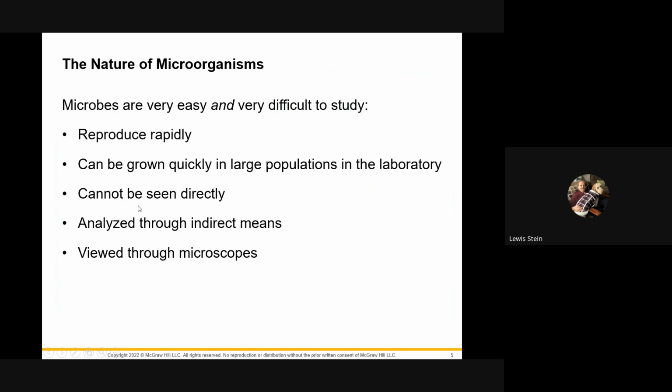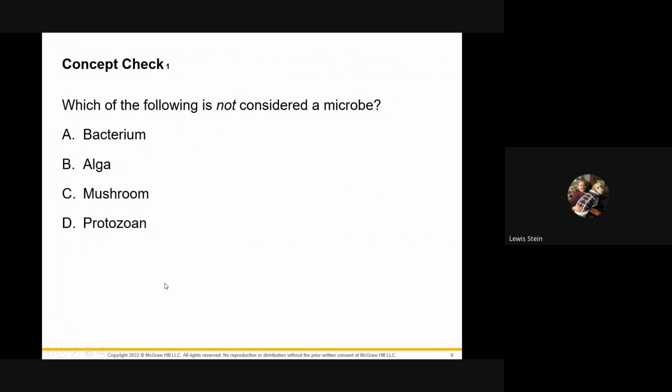We can't see them, so we have to use microscopy to be able to see them. So we have to analyze them indirectly. And again, this is more lab than it is lecture. We look at what they do. Do they ferment certain sugars? And when you ferment something, typically you take a sugar and you make it into something acidic. Okay? And then you use indicator dyes to be able to see it. And we'll talk a little bit about microscopes, though again, you'll learn more about that in the laboratory.